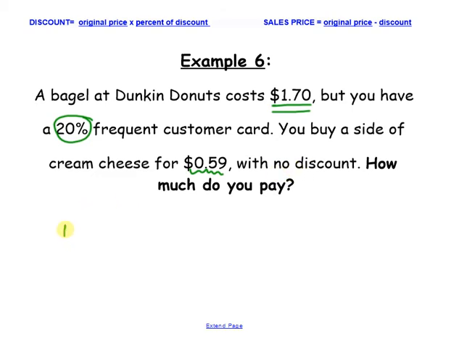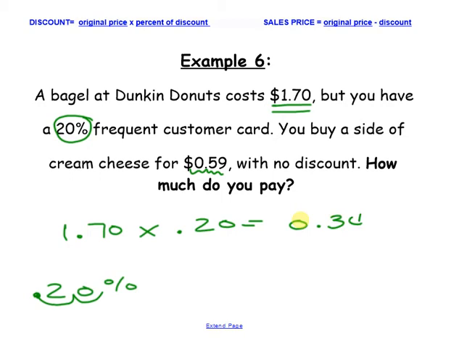So we have $1.70 times, we have a 20% off frequent customer card. So over here I have my 20%. I need to move my decimal point back 2 spaces. So I have times 0.20. Go ahead and calculate that. You should get 0.34. So that's going to be your discount. You're going to save 34 cents with that frequent customer card.